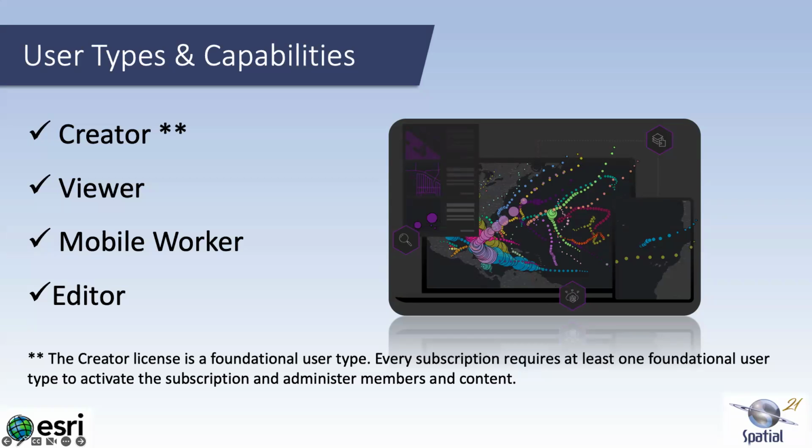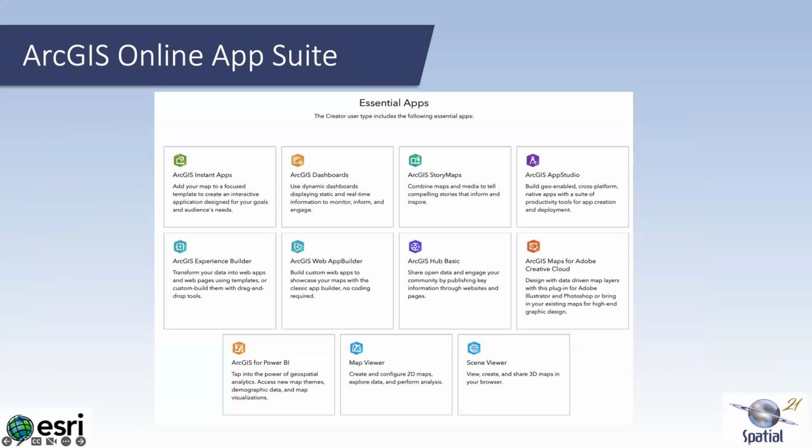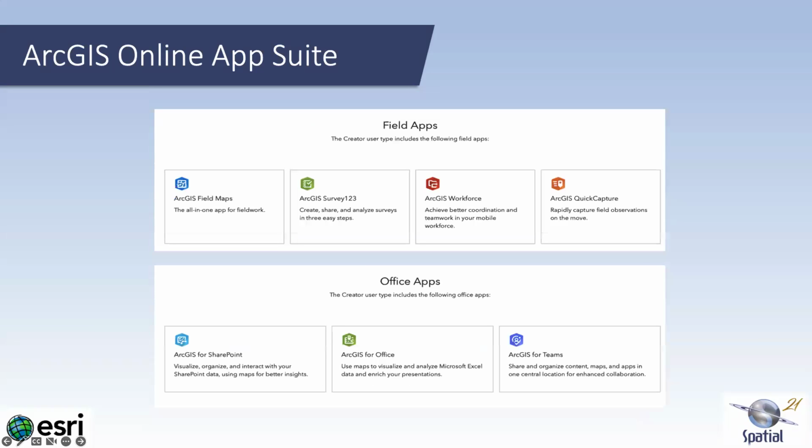So now I'll just walk through. If you get a creator license, for instance, you will have access to some of these familiar apps. All of the instant apps, the dashboards, ArcGIS StoryMaps, Experience Builder. There's also an integration for Power BI. So you have ArcGIS for Power BI and Adobe Creative Cloud. As I'd mentioned, ArcGIS is interoperable and it works well with other technologies that are available. So these are what we call the essential apps. You'd have access to that with some of the other license types as well.